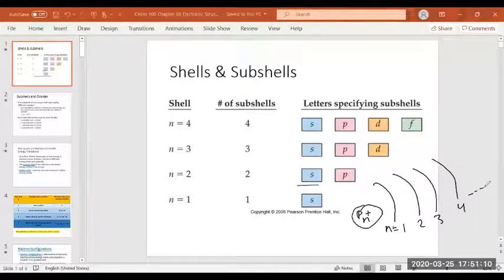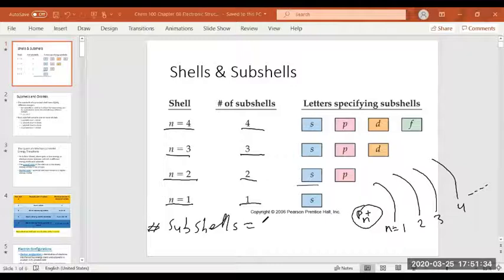And inside each shell, we have subshells. So for example, in shell number 1, n equal 1, we have only one subshell. n equal 2, we have two subshells. n equal 3, 3 subshells, and n equal 4, 4 subshells. Usually, the number of subshells equals the n value. So if I have n equal 5, that means I have 5 subshells.